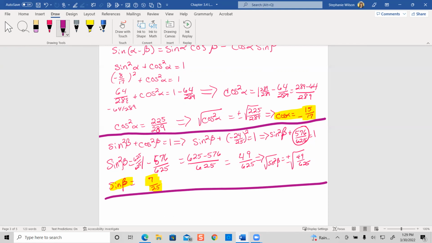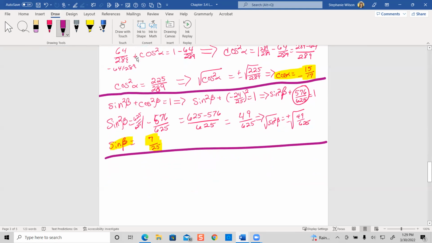All right, let's scroll just a little bit. So our identity is going to be sine alpha minus beta is equal to the sine of alpha times the cosine of beta, and we said that was negative 24/25. And then we're going to subtract it from cosine of alpha, which we just solved as a negative 15/17 times the sine of beta. I got cosine of alpha now times the sine of beta.